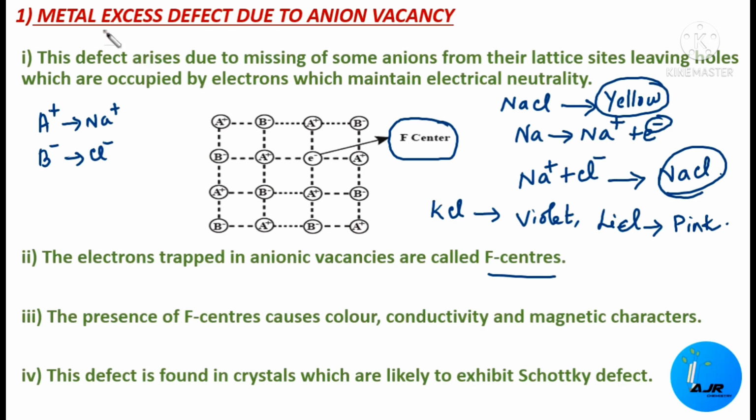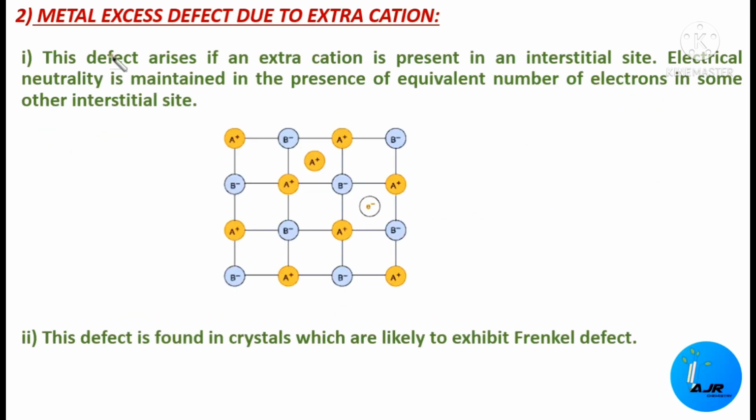Hope you might have understood what is metal excess defect due to anion vacancy. You should be thorough with this F center because you can get questions from this F center and the different colors produced by the different compounds. So the next one is the metal excess defect due to extra cation.